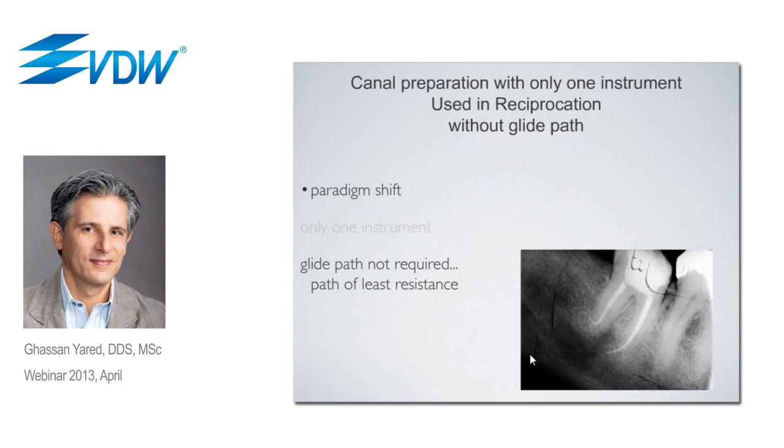discuss later. Also, you can see on this slide the radiograph of the second molar with an abrupt distal curvature. Although the curvature here seems to be abrupt, this canal was prepared with only one instrument used in reciprocation and without any prior hand filing, without even creating a glide path.